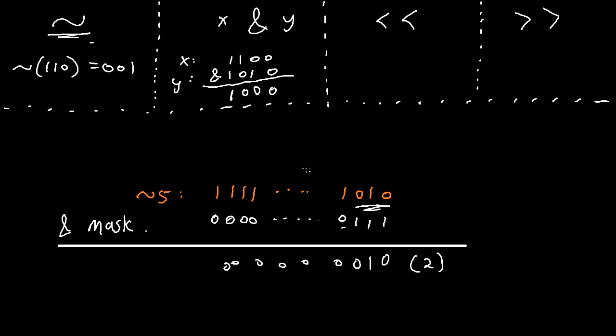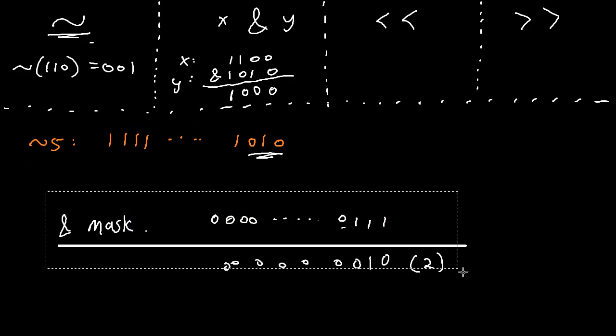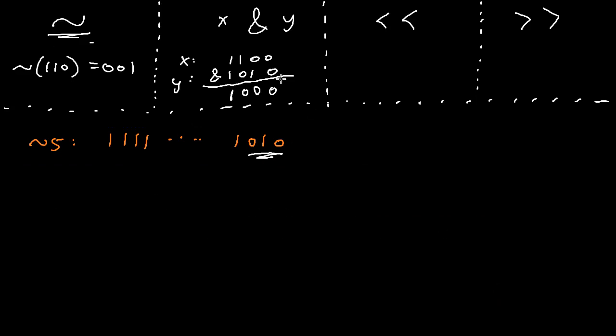Okay, so now the question becomes, how do we create this mask? I'll put this not 5 up here. And now we're in the process of trying to create this mask. Our mask, we require it to have 0, 0, 0, and then ones in the places that we care about.